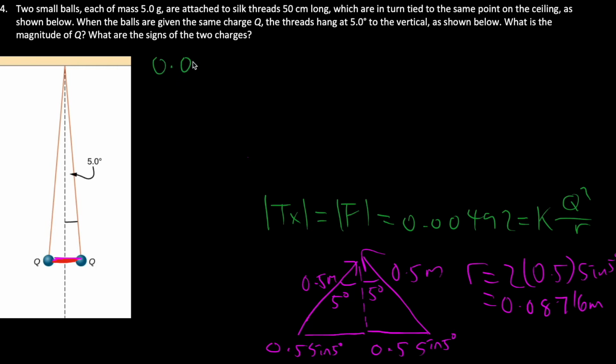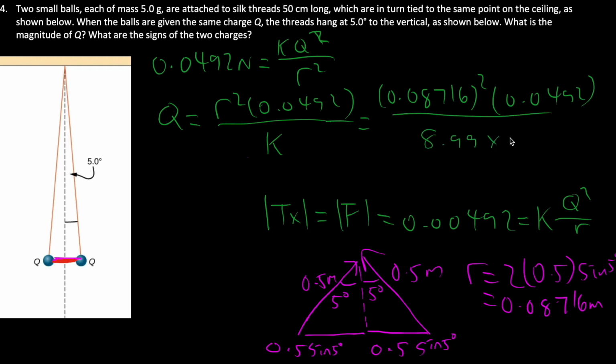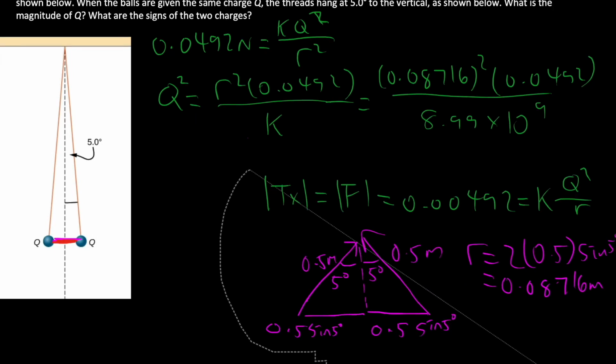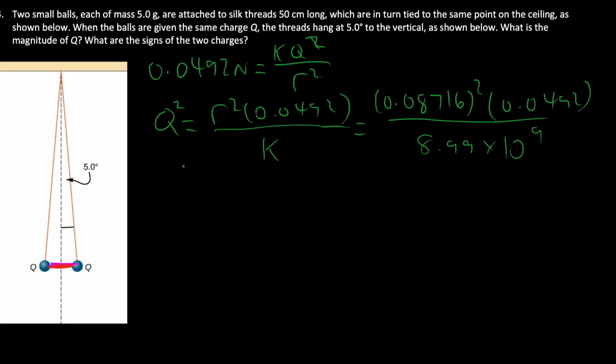Right. So now we can calculate the charge Q. So 0.0492 Newton is equal to the Coulomb constant, kq squared over r squared. And we know the value of r, so Q squared is going to be equal to r squared times 0.0429 over k. So which is equal to 0.08716 squared times 0.0492 over 8.99 times 10 to the 9th power. So this is equal to Q squared. So Q is going to be equal to the square root of this.